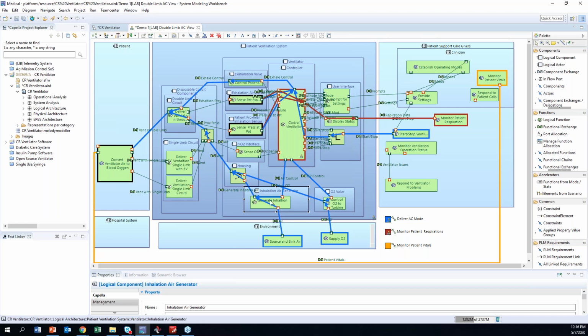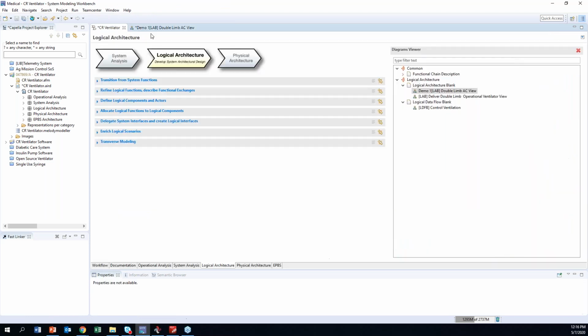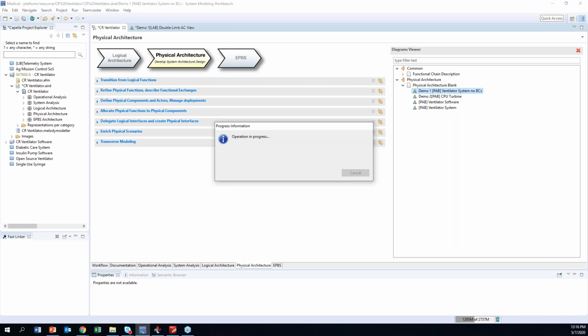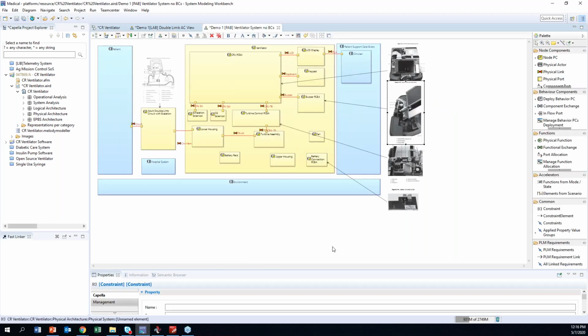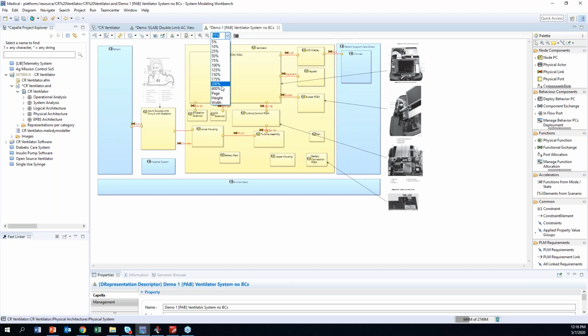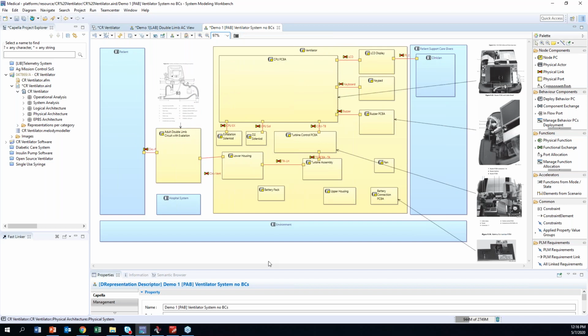Okay, I'll go into the physical. Now the physical aspect is really where I'm starting to figure out what I am going to build the system out of. So in this instance, I'll just do a quick view of this. This is a very high level view of the ventilator.